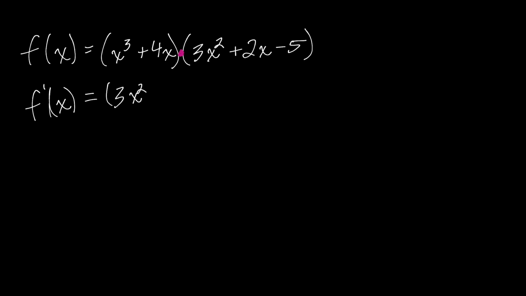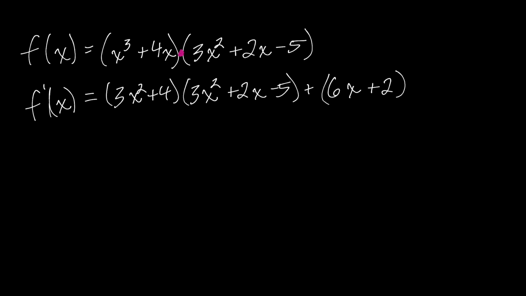3x squared plus 4, times the second, so it's this whole term, this whole thing here, 3x squared plus 2x minus 5, plus the derivative of the second. So that would be the derivative of this function. So that would be plus, let's see, 6x plus 2.